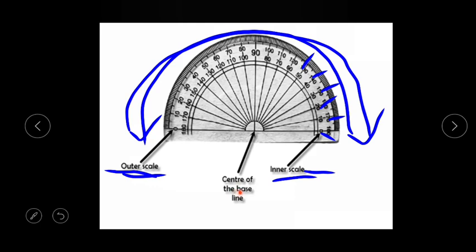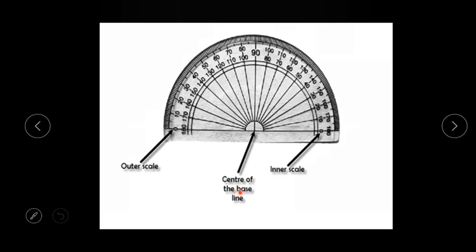Both scales are used to measure angles, and at the bottom we have the baseline. At the center of the baseline we have the center. So what is the use of this center? If we put this center of the baseline at the vertex, we can measure any given angle. Again, where do we have to put this center of the baseline? At the vertex of the given angle. So we can measure any given angle in degrees.